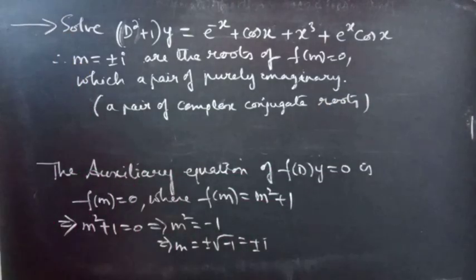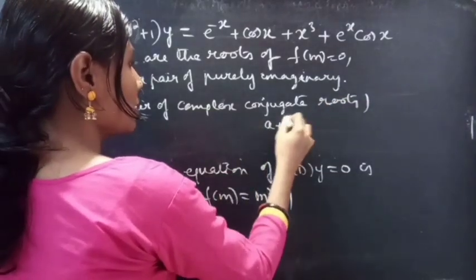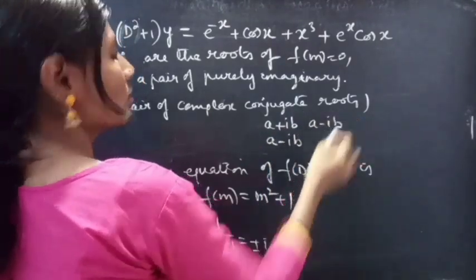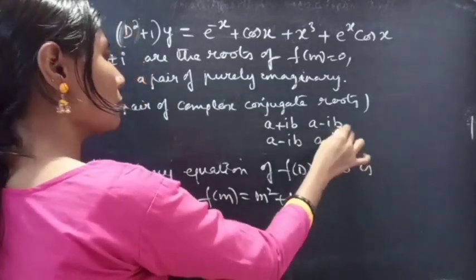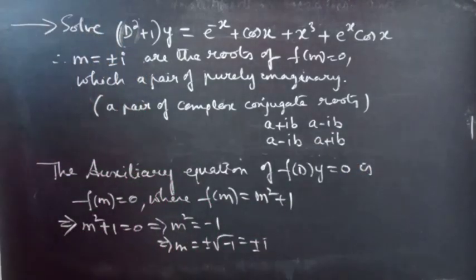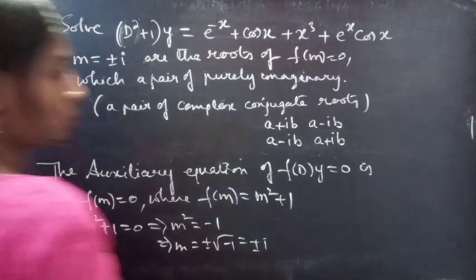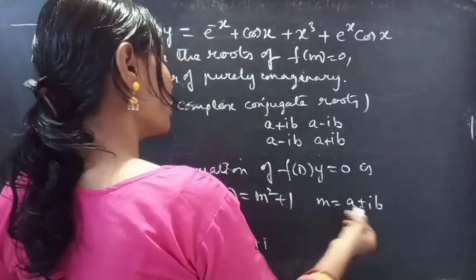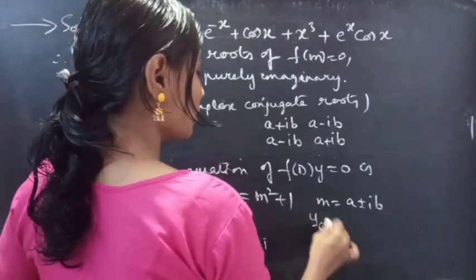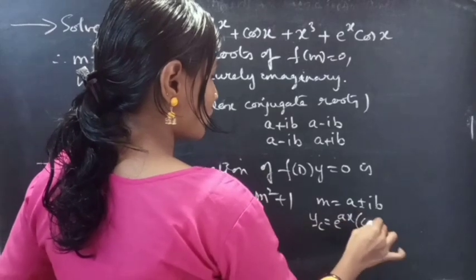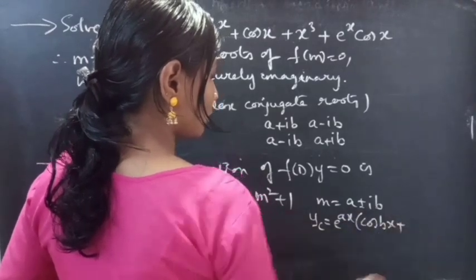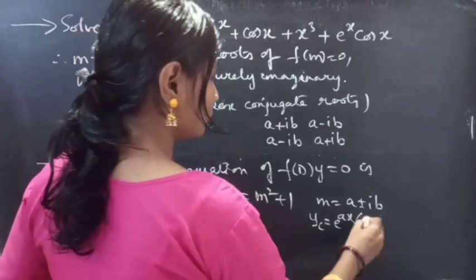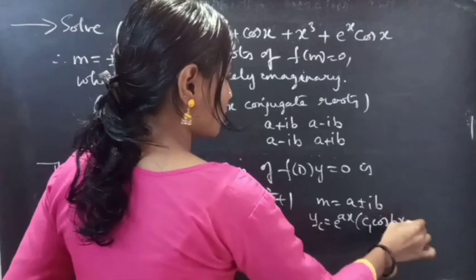We know that a plus ib is a complex number, then its conjugate is a minus ib. If a minus ib is a complex number, then its conjugate will be a plus ib. So we can call a plus or minus ib complex conjugate roots, right? If m equals a plus or minus ib, then yc will be e power ax into (c1 cos bx plus c2 sin bx).